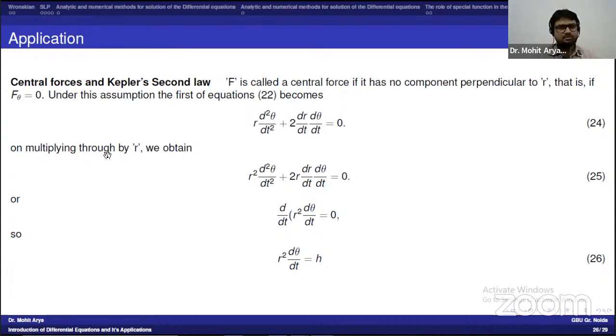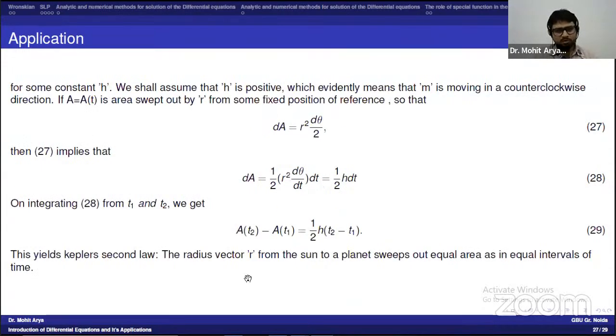On multiplying by r, we obtain this. When we further solve it, we get A(t2) minus A(t1) equal to half h (t2 minus t1). This yields Kepler's second law: the radius vector r from the sun to a planet sweeps out equal areas in equal intervals of time.